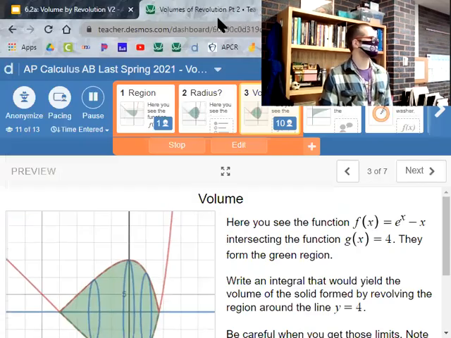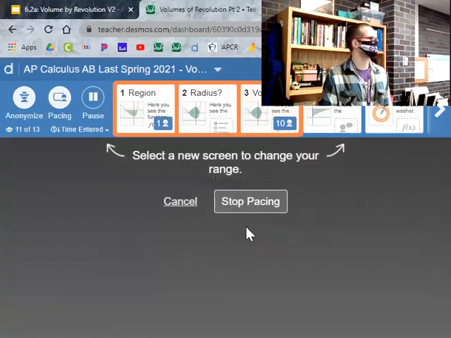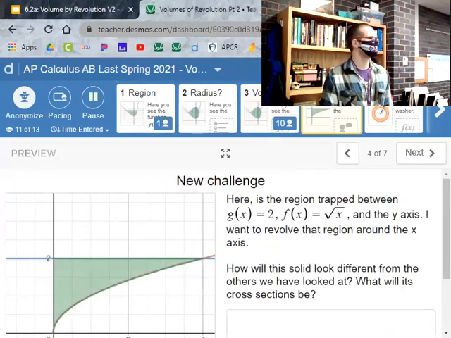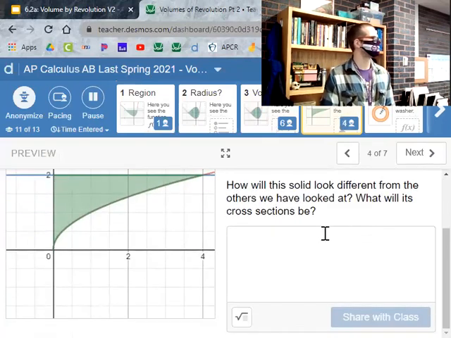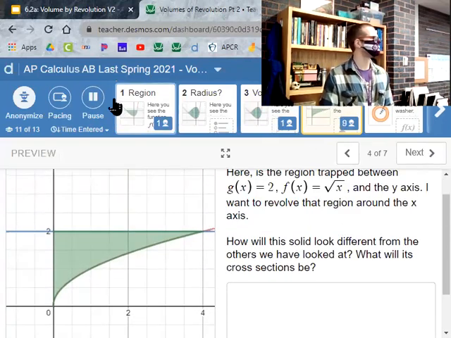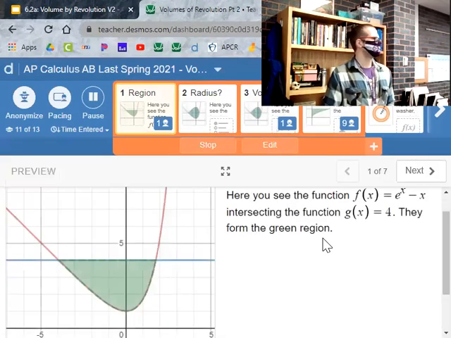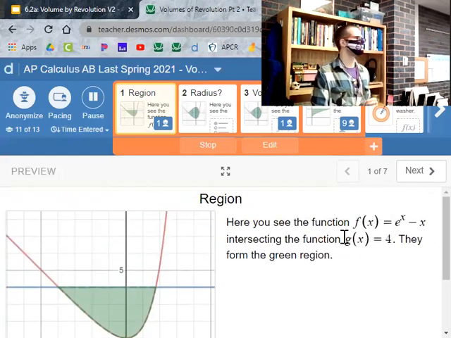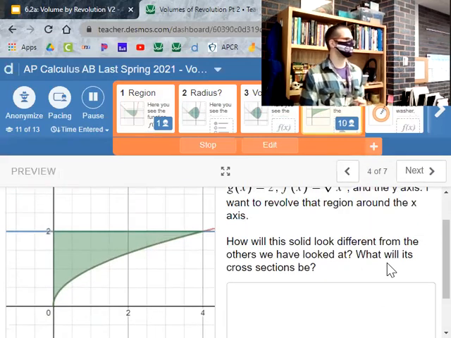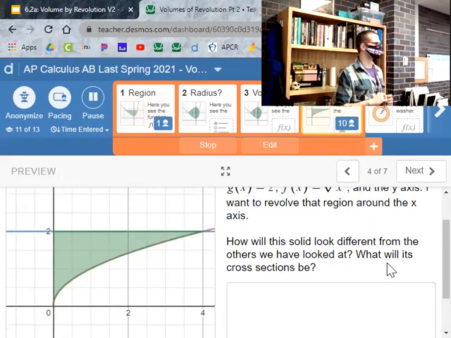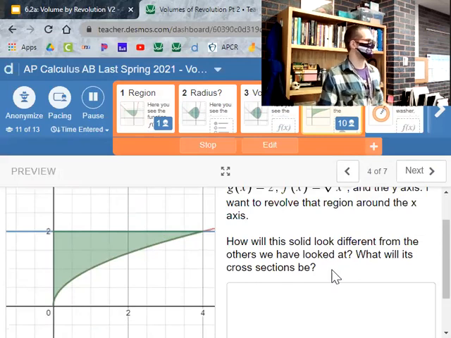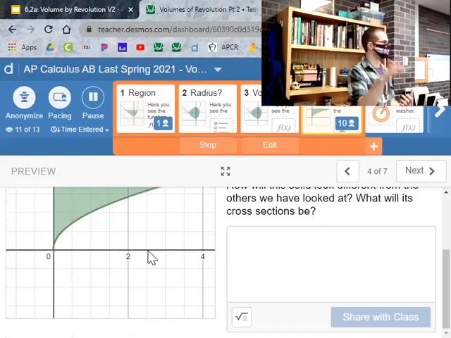All right. So now what we're going to do, I'm going to stop pacing you. And I want you to start looking at this one and give me a response to number 4. Actually, I'm going to pace you again because I don't want you moving on from that yet. So tell me this. How will this look different from the others when you have looked at it? What will its cross sections look like? So if I want to revolve this around the x-axis, so here's the x-axis right here. What are the cross sections going to look like? So type in what you think it should be.